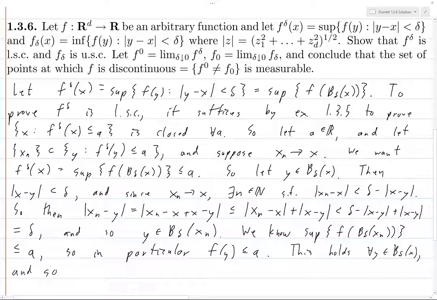And so, if you take the supremum over f of B delta of x, every single point in f of B delta of x is less than or equal to a. So if you take the supremum over this set, the supremum must also be less than or equal to a. Because if it were greater than a, then there would be some point in B delta of x such that f of this point is greater than a, which we proved is not possible. And so the supremum is less than or equal to a.